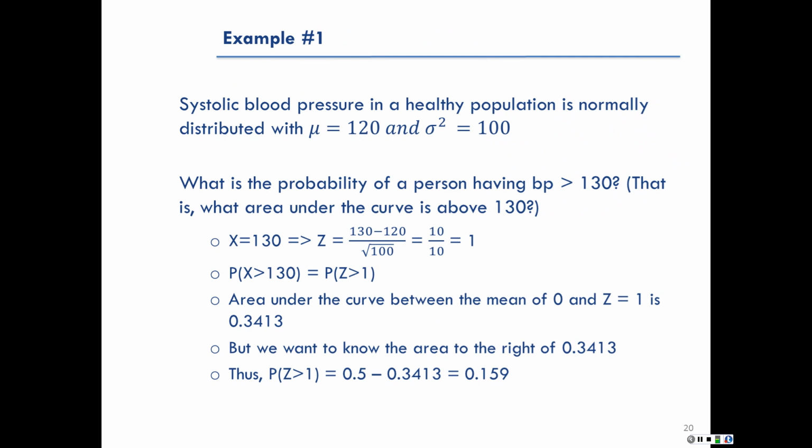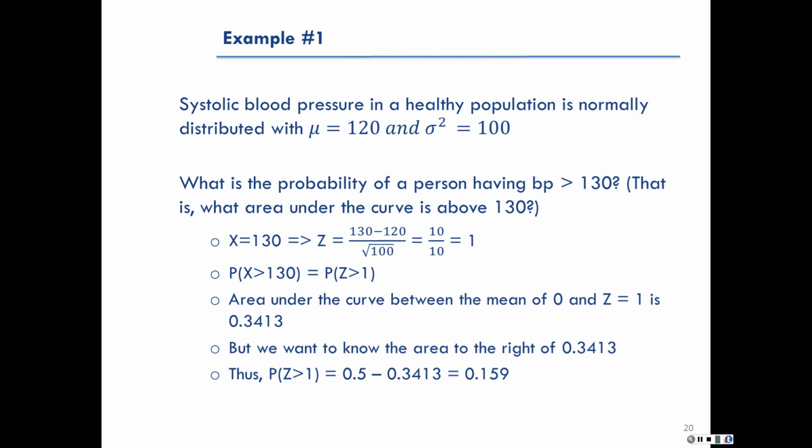Okay, so here's an example. Systolic blood pressure in a healthy population is normally distributed, with a mean of 120 and a variance of 100. What's the probability of a given person having blood pressure greater than 130? In other words, what area under the curve is above 130? So our x is equal to 130. We want to convert this to a value of z. Using our formula of x minus the mean divided by the square root of the variance, we get 130 minus 120 divided by the square root of 100.